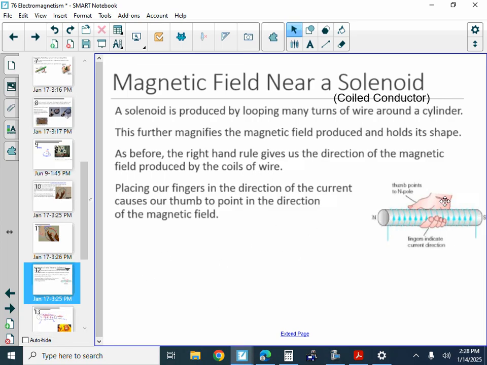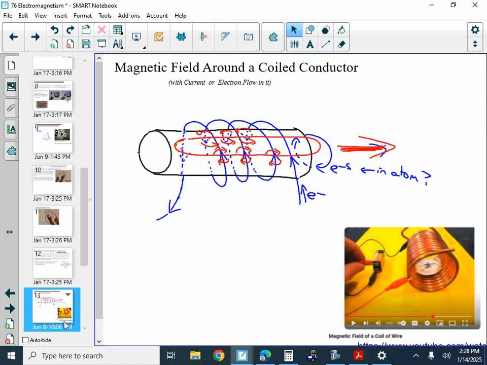Of course, you wrap your fingers around in the direction of the flow of the electrons or positives or whatever. So this is your right hand, so it'd be flow of positives. Okay, so that's the analysis there further of a coil of wire.